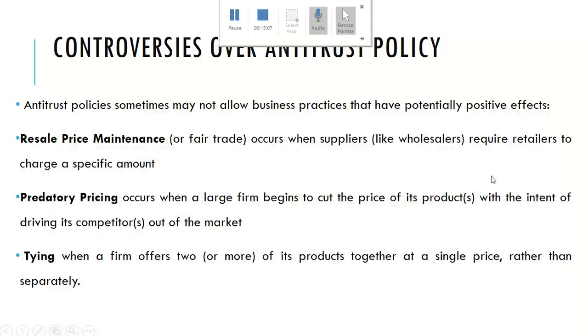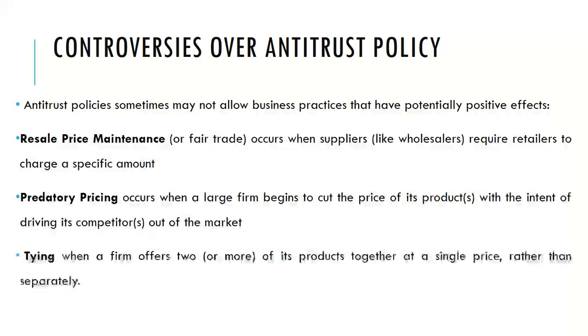And the third one is tying. When a firm offers two or more of its products together at a single price rather than separately. Sometimes firms want to sell products together. Like you can say that their products are of good quality and of cheap quality as well. So they want the good quality product along with the cheap quality product all together. So they can sell both products and earn profits.